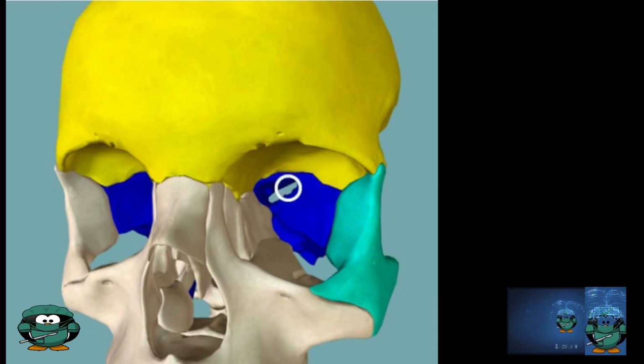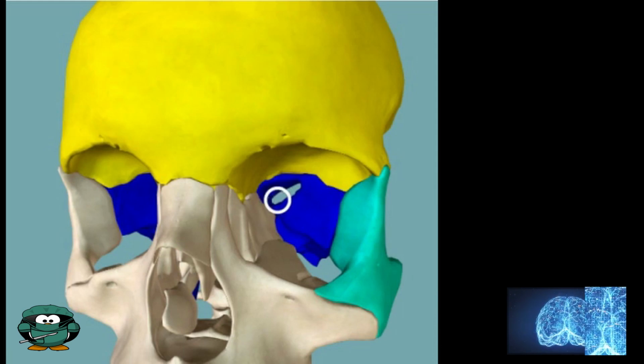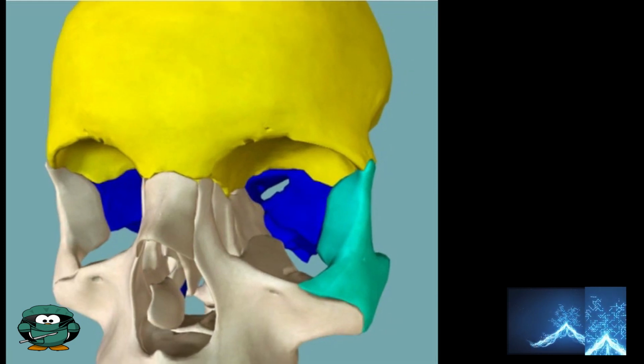Then from the middle part, that is over here, the structures passing are the upper and lower divisions of the oculomotor nerve, the nasociliary nerve, and the abducent nerve. And lastly, from the medial part, the structures going through this superior orbital fissure are the inferior ophthalmic vein and the sympathetic nerve plexus from around the internal carotid artery. So that is about the entire lateral wall of the orbit.